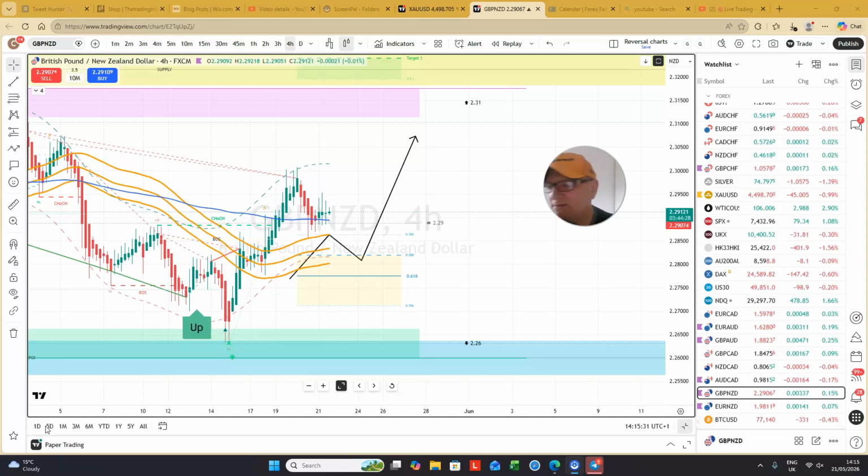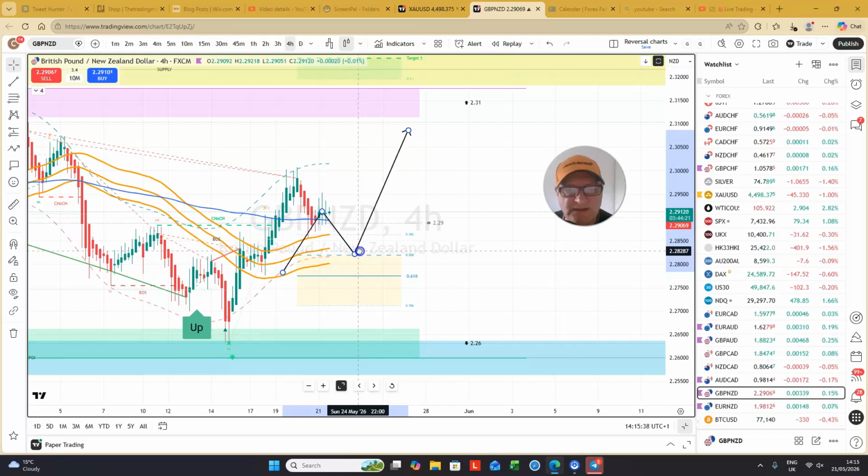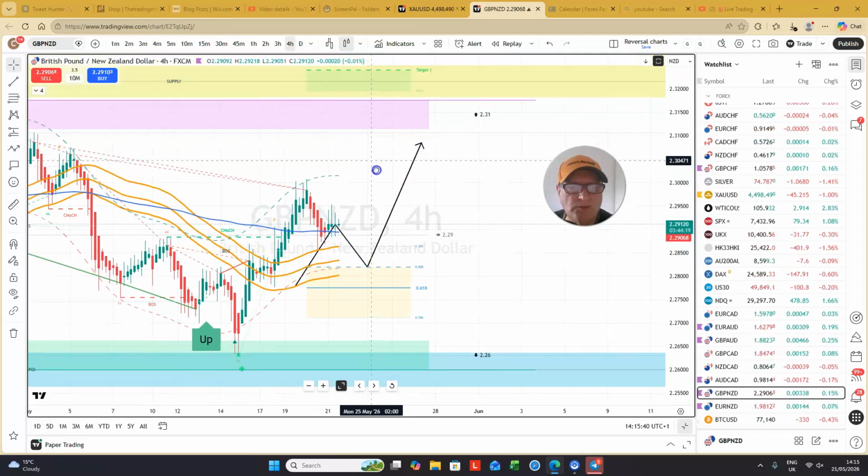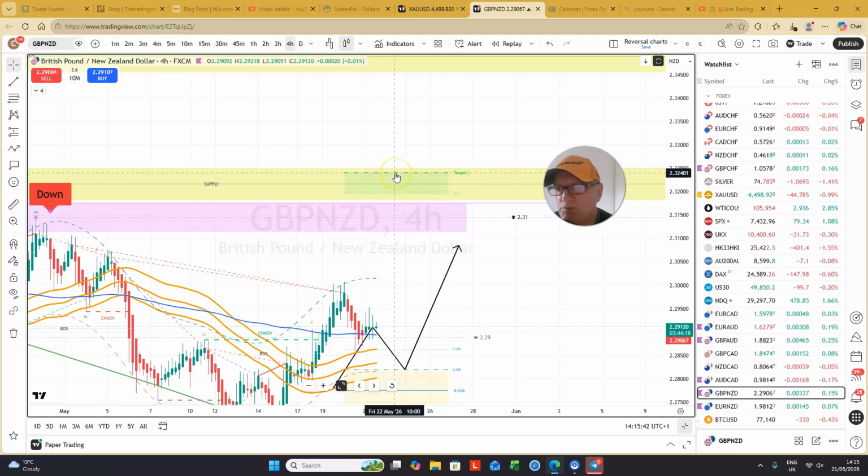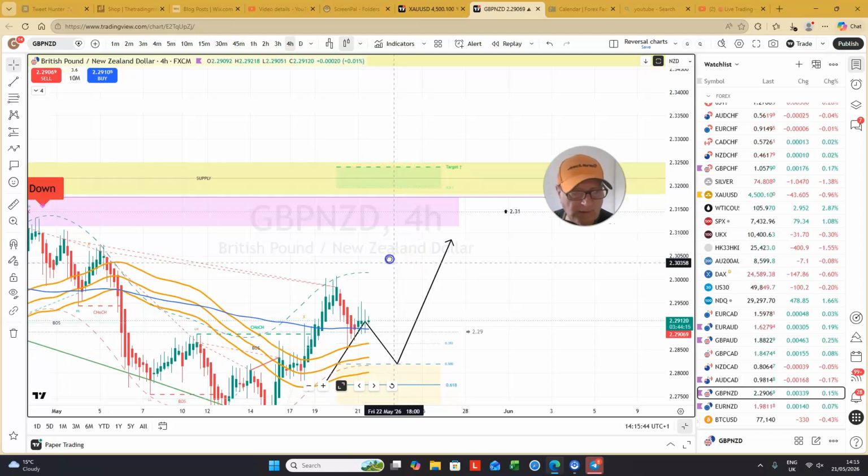The pound New Zealand looks good. Not ready yet for sure. I need to see a pullback here, as you can see, into this area, into the golden zone, and then we'll have a target up here of 232.40.